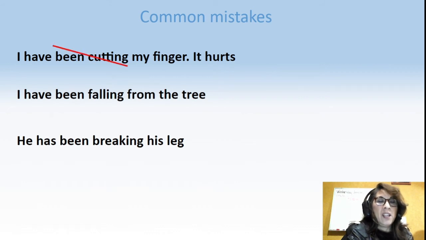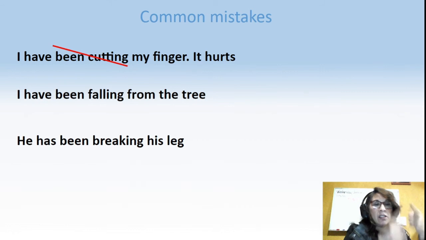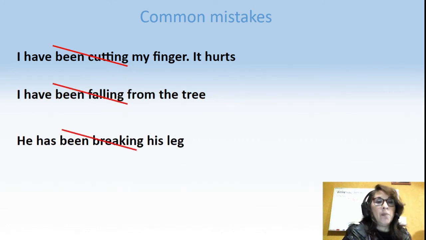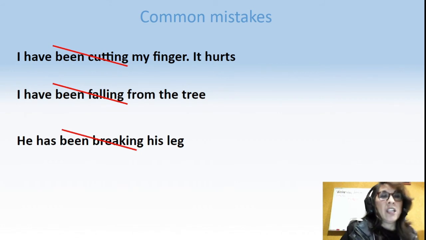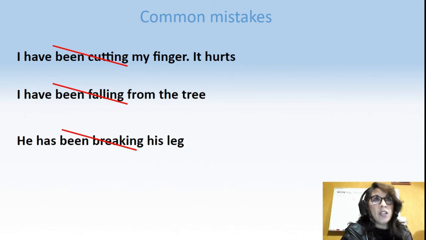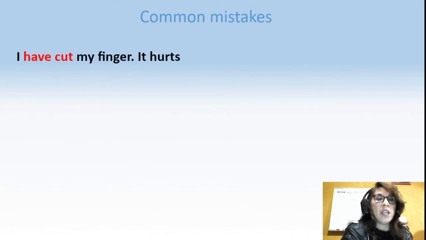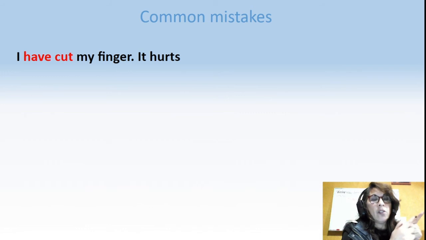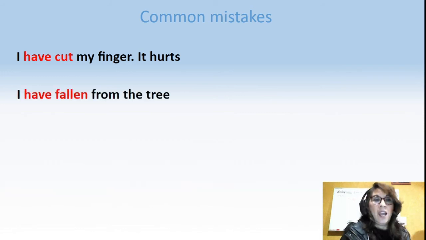So "been cutting" is incorrect because you would be cutting and cutting. "Been falling" is incorrect. And "been breaking" is totally incorrect. In this case, you can't use present perfect continuous. So you have to say, I have cut my finger. Why? Because, check, it hurts. I have a result.